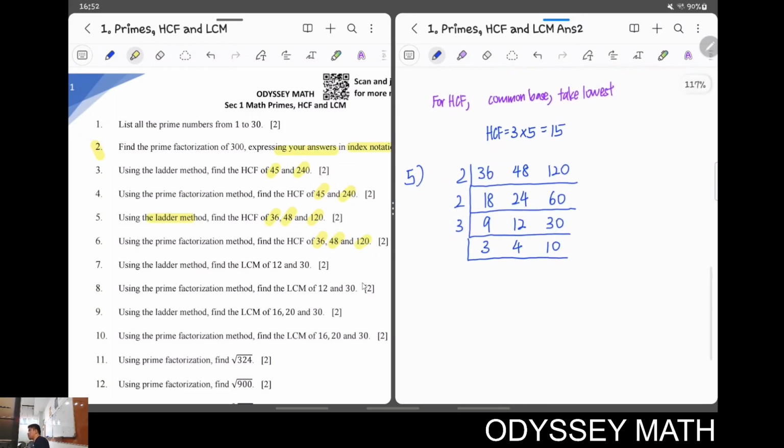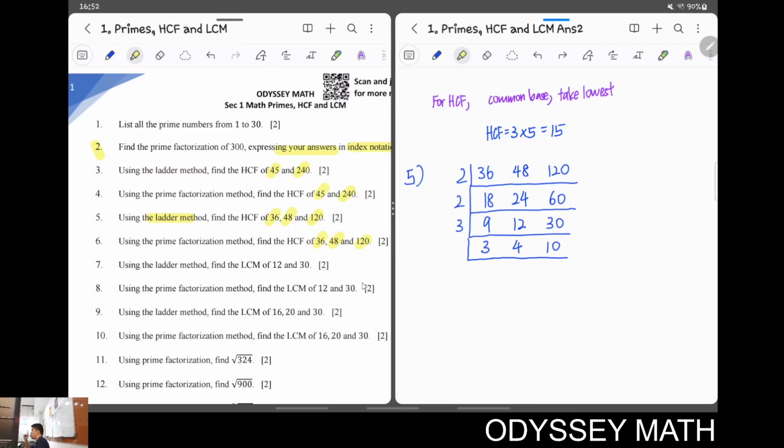And then for HCF, we stop here. For HCF, you need to make sure that if you want to put a number here, this number, the prime number, must be able to divide the three numbers here nicely.